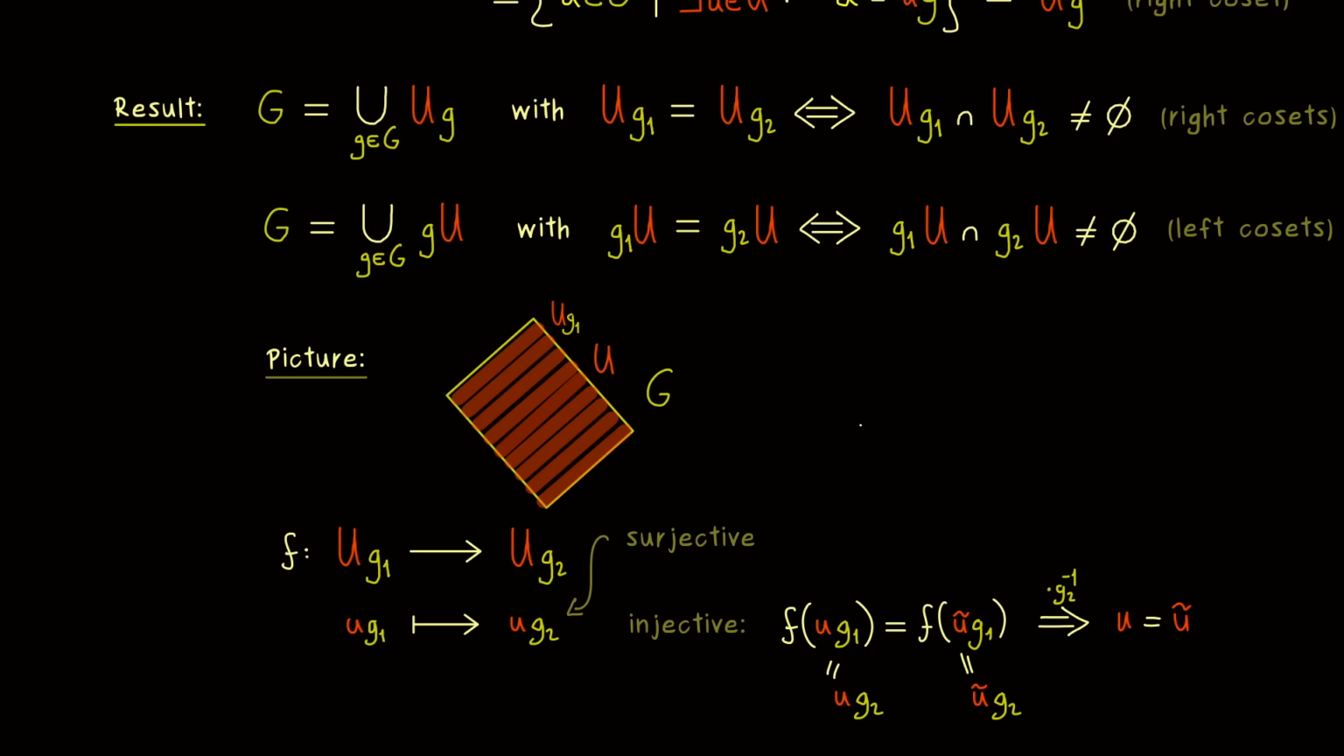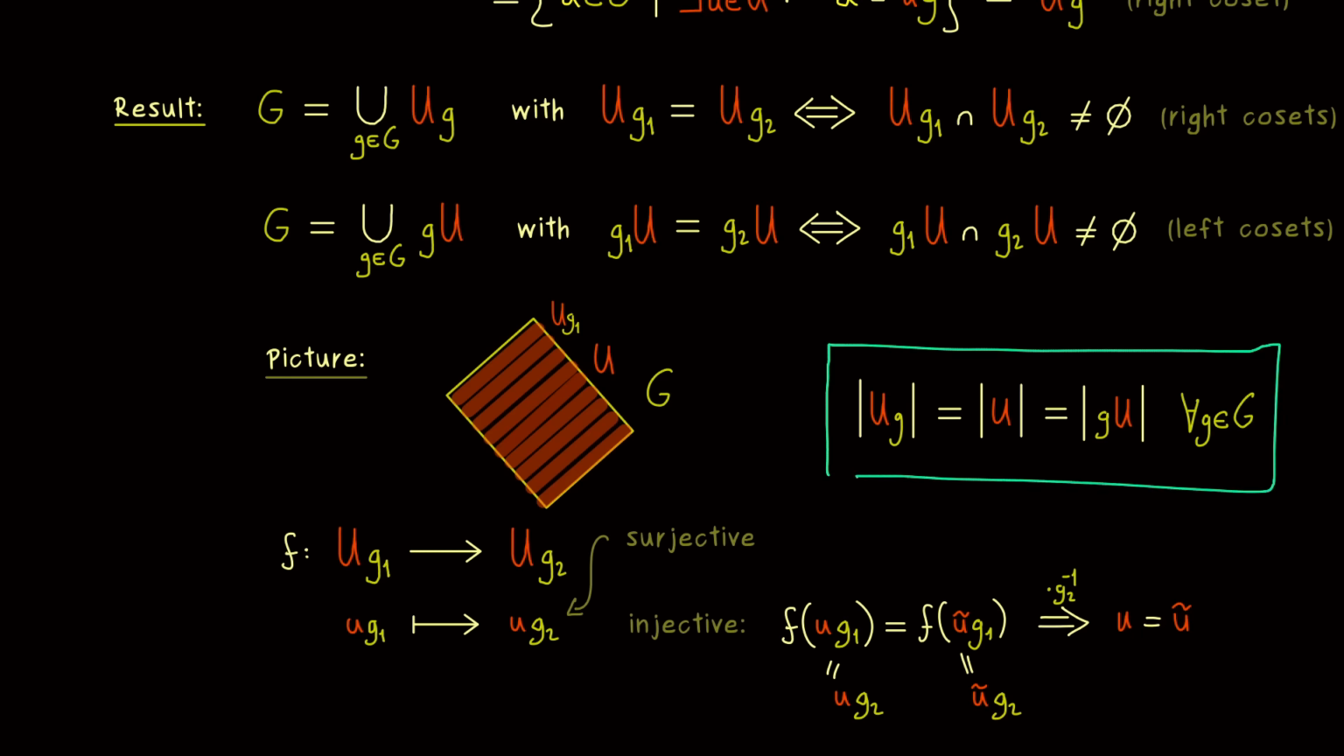Hence, if we write the cardinality with the vertical lines, we get that Ug has the same cardinality as U. And moreover, the same also holds for the left cosets. And most importantly, this equality holds no matter which element g we choose from the group. So please remember that the sizes of the cosets are all the same. And this nice fact we can use in the next video when we start with Lagrange's theorem.